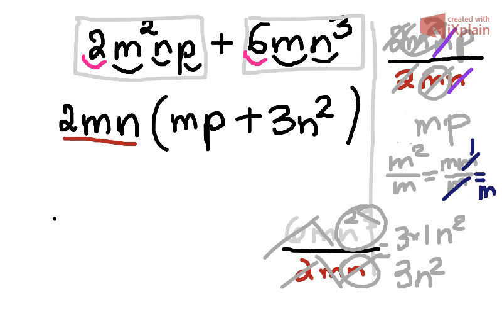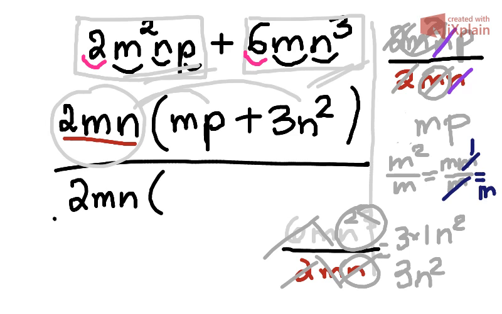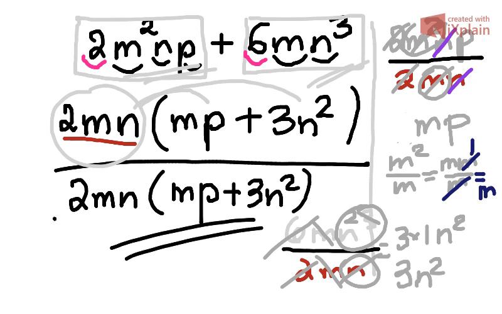So the full expression factorized looks like that. You can always double check if you are correct by expanding back, doing the 2mn multiplied by the first term, so that would give us 2m squared np, which is what the top is, and multiply that by the other one, 2mn times 3n squared, 6mn cubed, exactly the same as the top expression. So final answer, 2mn brackets np plus 3n squared, expression factorized.